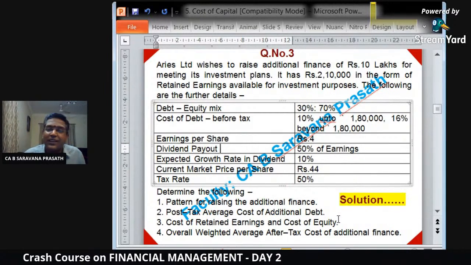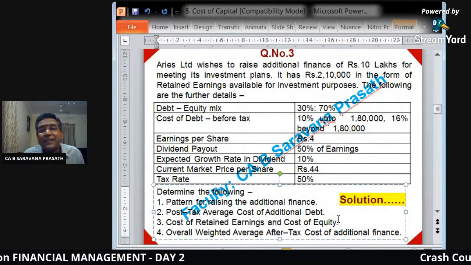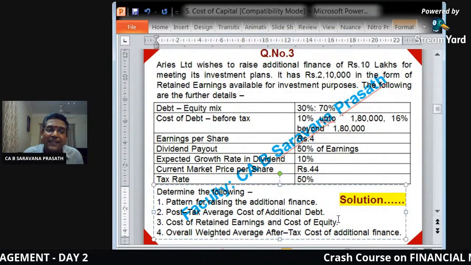So let's look at the computation. DPS1 divided by MPS0 plus G.